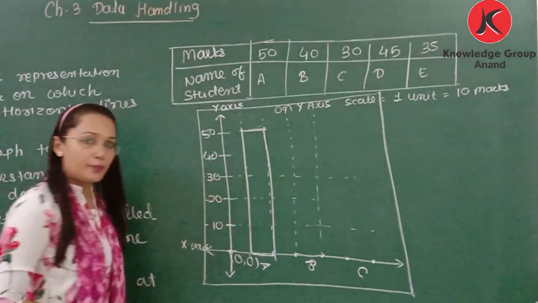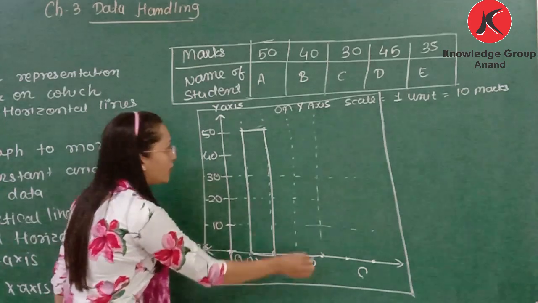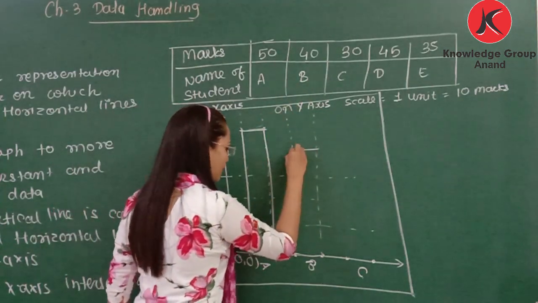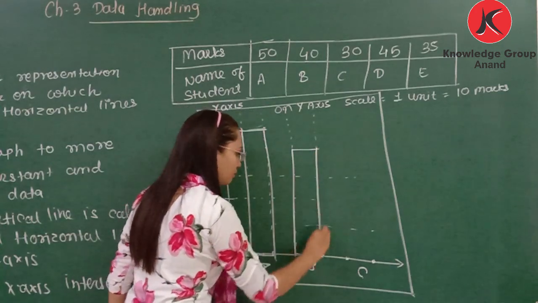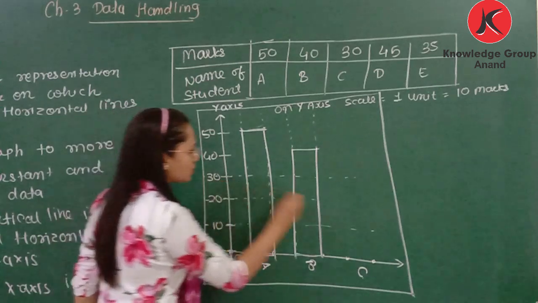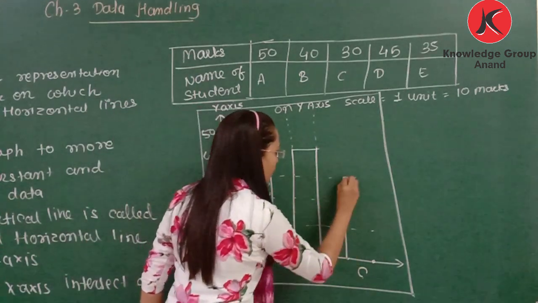So this is our representation. Now for B you need to represent 40 marks. So 40 is here, so you can represent it here. Now for C, 30 marks. So it will be here.